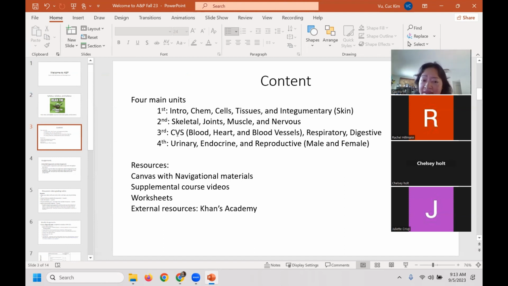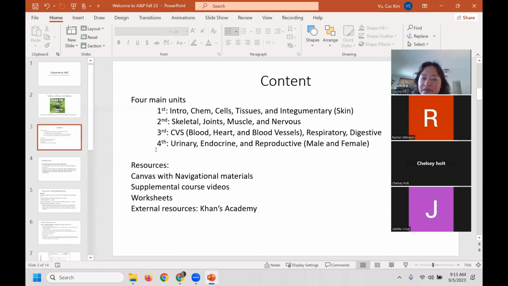Then the second unit is on the skeletal, joints, muscle, and nervous. I've been told by students that the second unit is the most difficult. So if you have a very active schedule in terms of working, you might want to consider, if possible, taking a little extra time to work on that second unit, okay?